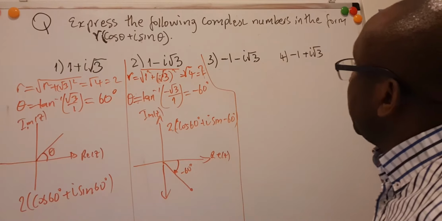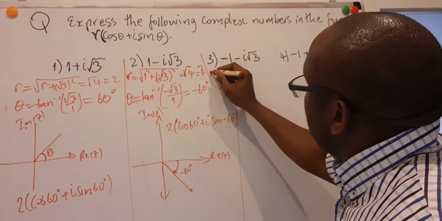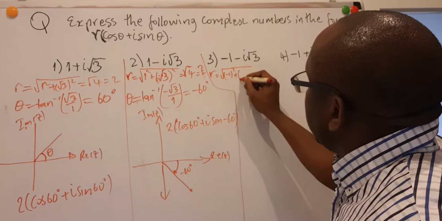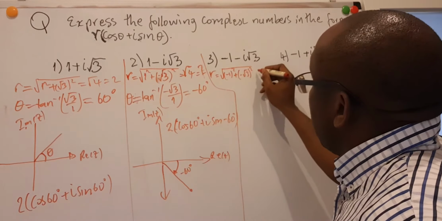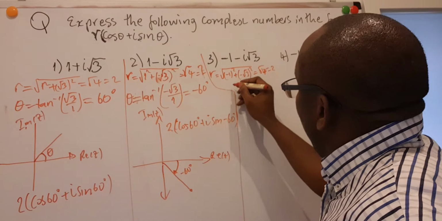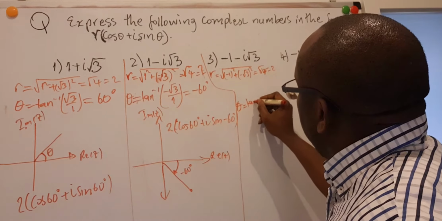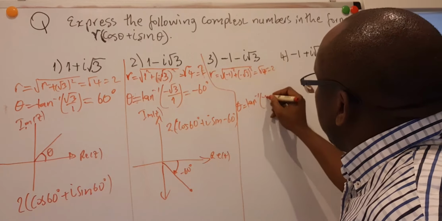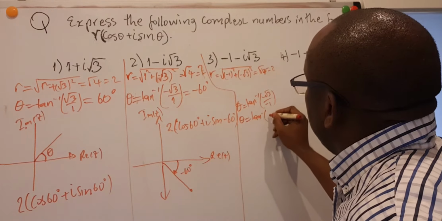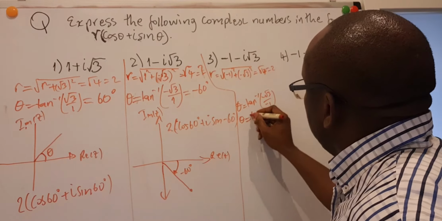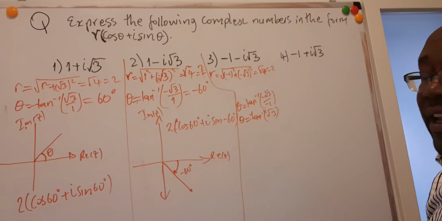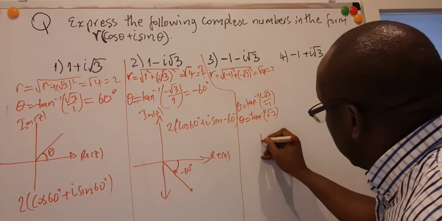Let's go to this one. Once again, R is equal to the square root of minus 1 squared plus minus root 3 squared. And again, it's the same. It's just root 4, and that is 2. Our theta this time is the tan inverse of minus root 3 all over minus 1. Theta is then the tan inverse of root 3. But remember, we said you cannot determine this angle without knowing where it is. So let's look for the quadrant where that is.